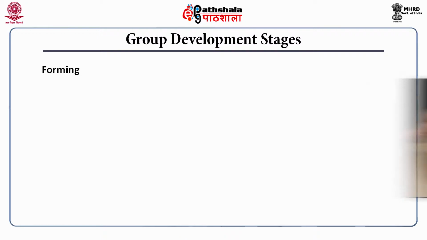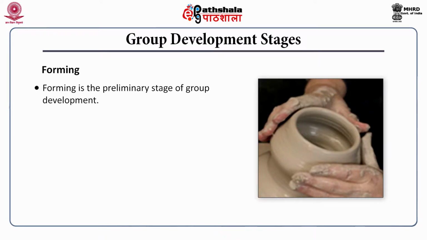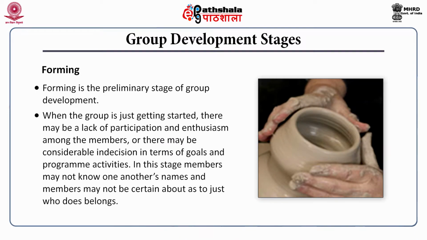The first is forming. Forming is the preliminary stage of group development. When the group is just getting started, there may be a lack of participation and enthusiasm among the members, and there may be considerable indecision in terms of goals and program activities. In this stage, members may not know one another's names, and they may also not be certain about who belongs where.